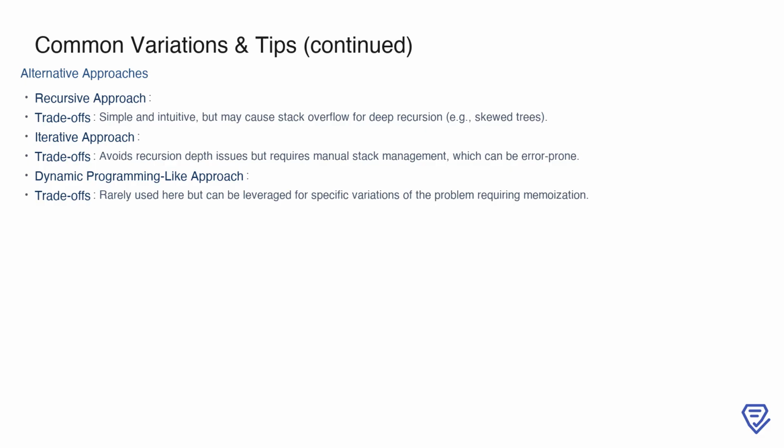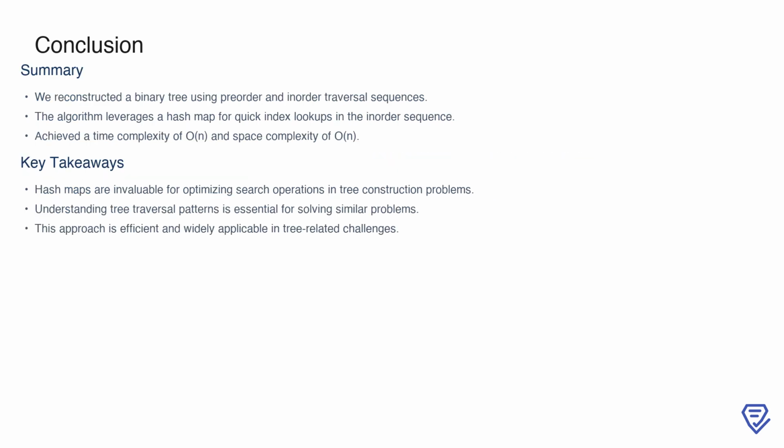While this can be more memory efficient, it introduces the challenge of managing the stack correctly, which can lead to errors. There's also a dynamic programming-like approach, though it's rarely applied to this problem. It may be useful for specific variations that require memoization, but it's not commonly needed here. Each of these approaches comes with trade-offs, so understanding their strengths and weaknesses ensures you can adapt to different scenarios effectively. Great work! To summarize, we successfully solved the problem by reconstructing a binary tree using preorder and inorder traversal sequences.